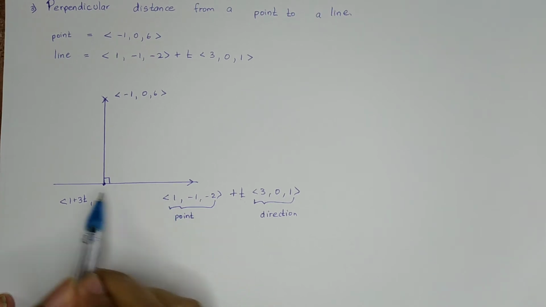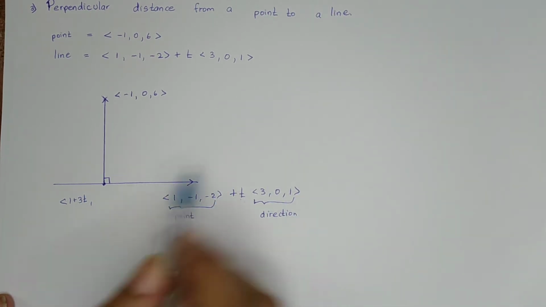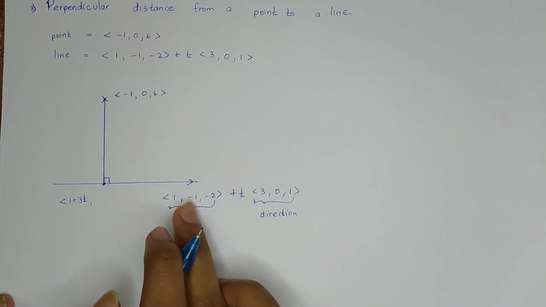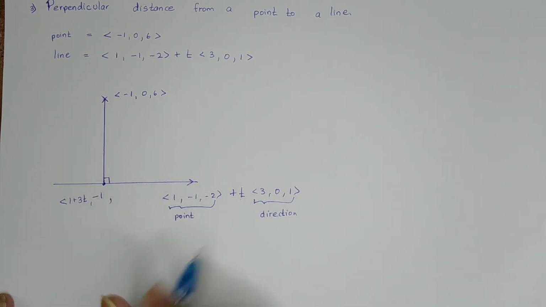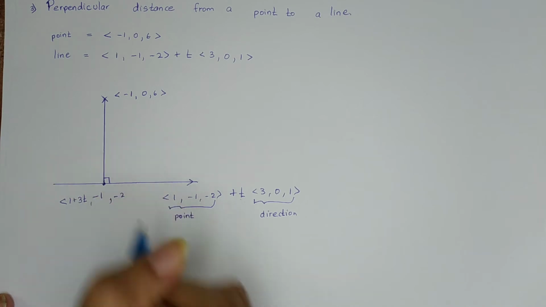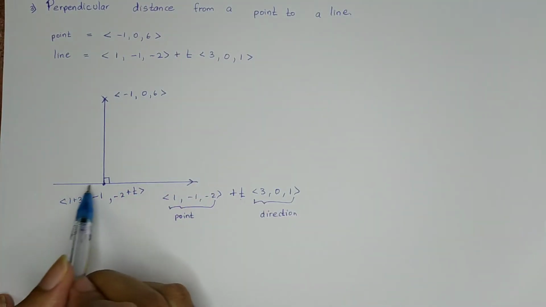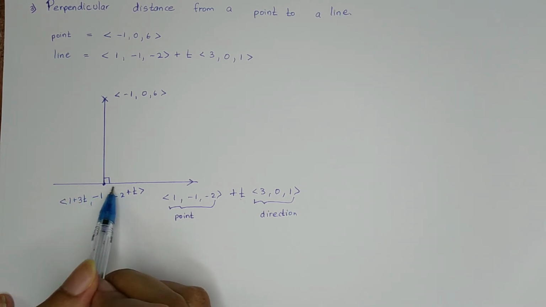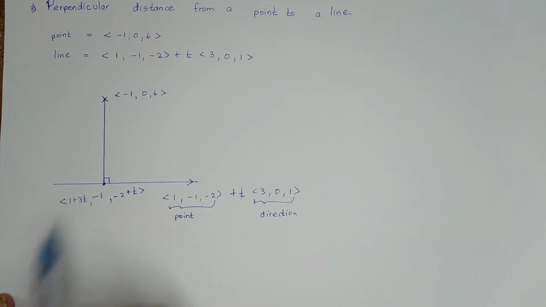As this is a point, we can write any points using these coordinates: x is 1 plus 3t, and the y coordinate would be minus 1 plus 0t, so I'm not going to write that. And this one is minus 2 plus t. So this is a point vector of this line, which simply means you can put any values for t. If you put any values for t, you will be getting those points in this line. So that's the simple thing.